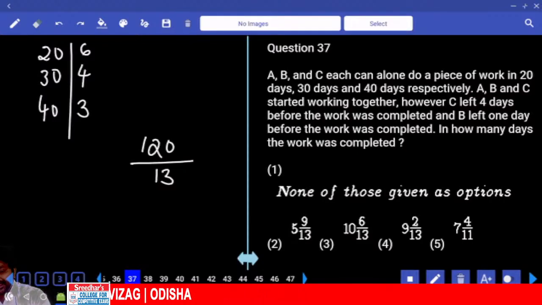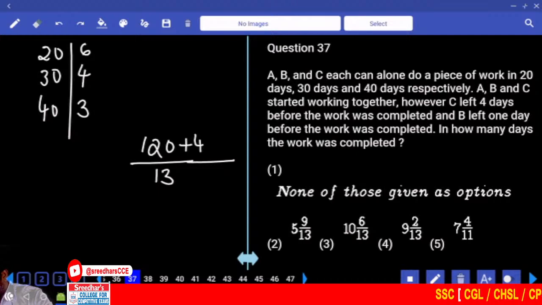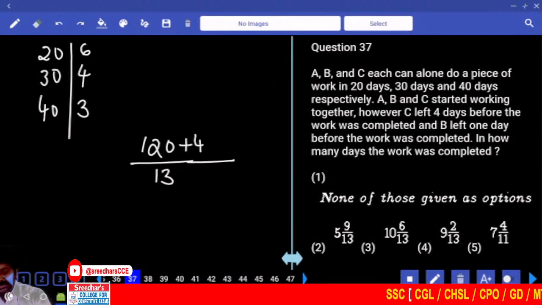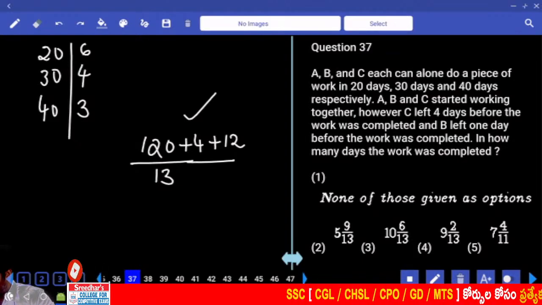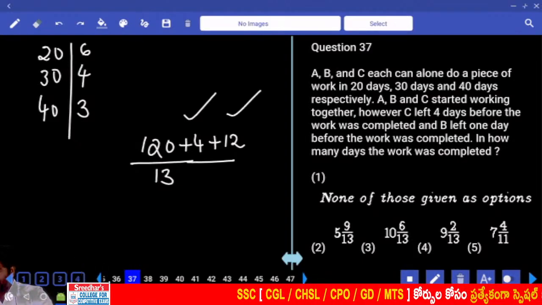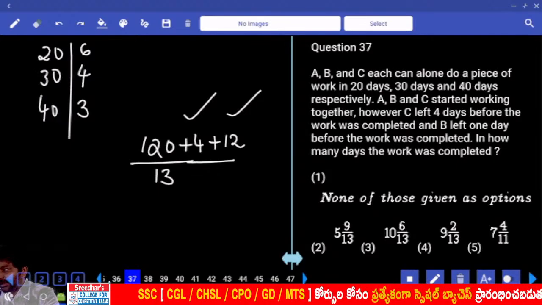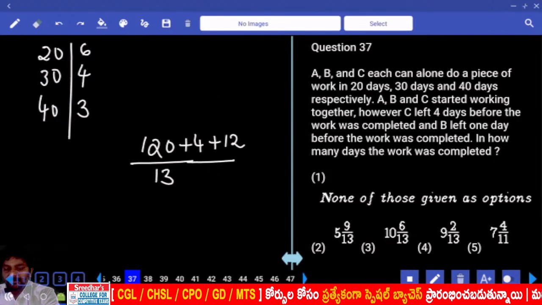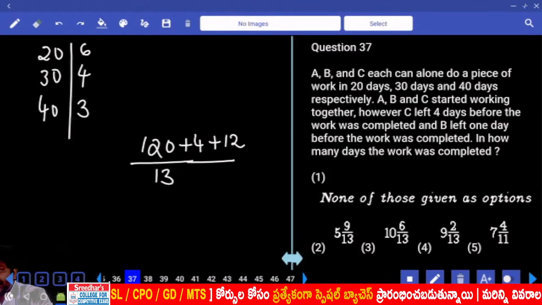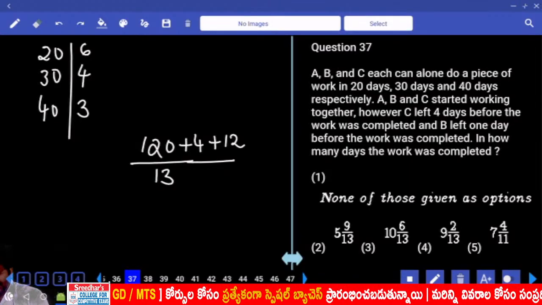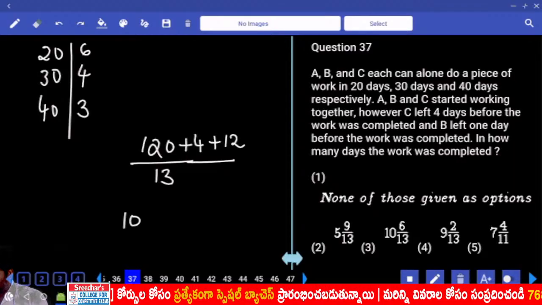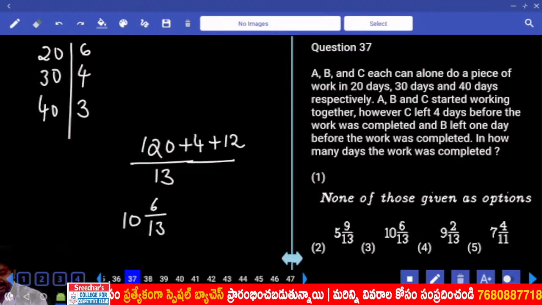Now I am adding 1 day work of B, which is 4 units, and 4 days work of C, that is equal to 12 units. By adding 1 day work of B and 4 days work of C, B and C are also there till the end. Am I right? What is the numerator now? 136 divided by 13. 10 times 13 is 130. 6 by 13. Final.